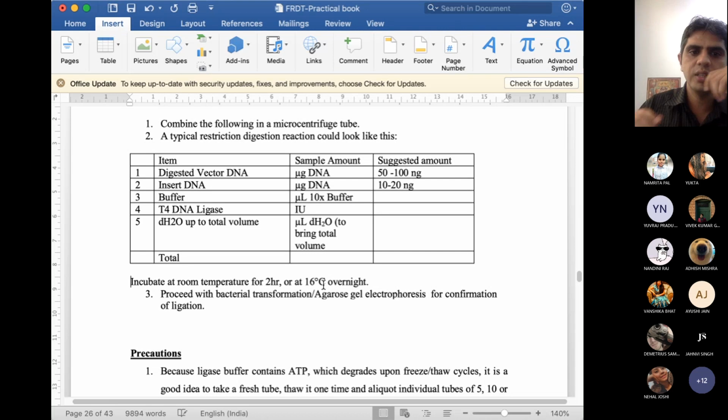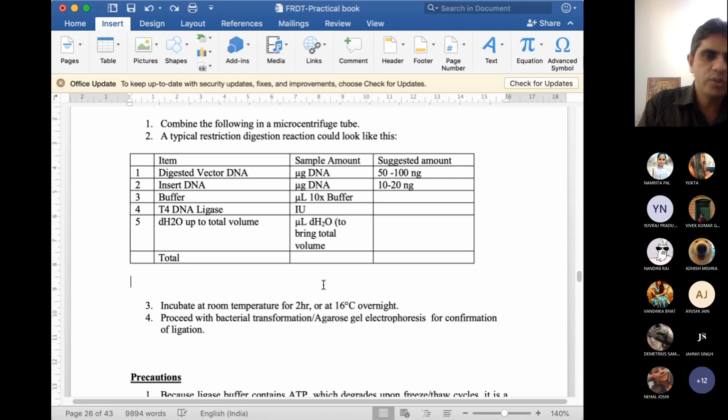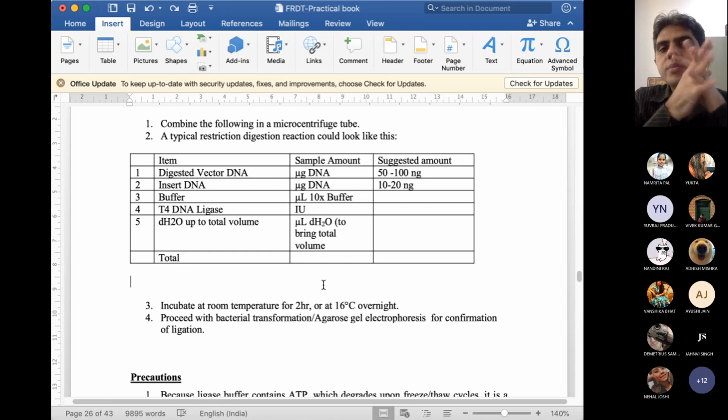Then come to the incubation. When we perform this mixing, we conduct it on ice. But once you mix all these things, keep your reagents back into the -20. Generally we store these enzymes at -20 so that it increases their life. And once done, keep the reaction over ice.